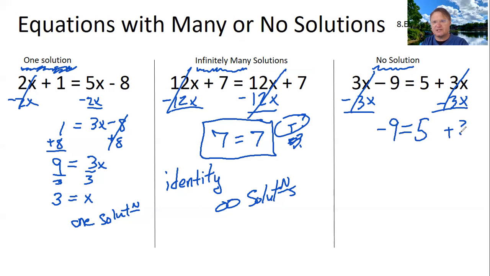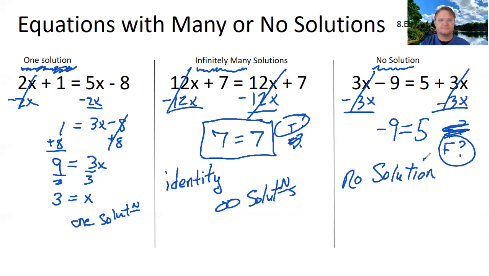Now I need you to ask yourself, is that true or is that false? Does -9 equal 5? No, it doesn't. It's not. It does not. This is false. So if you're ever left with variable terms canceling and you're left with a false statement, then that means there is absolutely no solution. Okay? So these are your three possible outcomes when you're solving equations with variables on both sides.